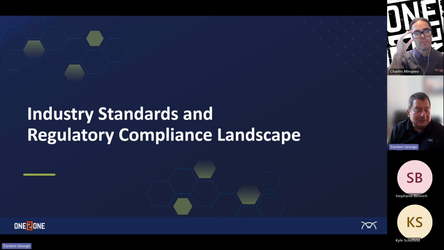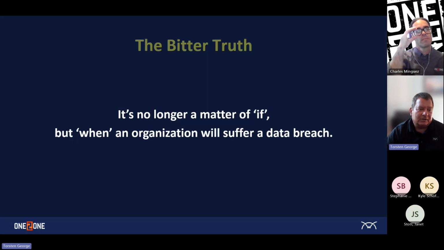So another thing that Chuck was saying, okay, so now that we have all these attacks going on and all these bad things happening, what's happening from an industry standards and regulatory compliance perspective? Who's really kind of guarding us? And it's kind of interesting to see, because the reality, the bitter truth is, it's no longer a matter of if, but when an organization will suffer a data breach.